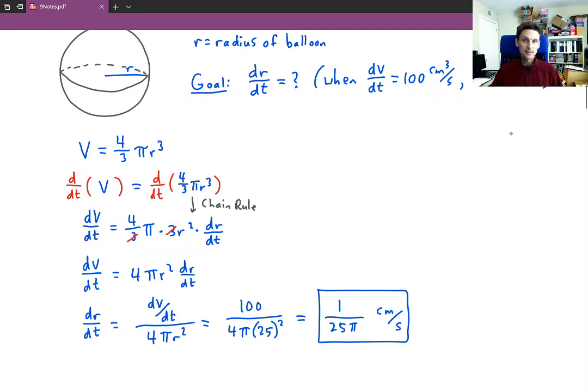One thing to notice is that because dr/dt is positive 1 over 25 pi centimeters per second, that means that every second that passes, the radius is increasing by 1 over 25 pi centimeters, at least at this particular instant in time. Now, because it's positive, it's increasing. If you got a negative result for your derivative, that's okay. That just means that whatever that quantity is, it's decreasing with respect to time, or whatever you're taking it with respect to. That's something we're going to return to in some future packets as well, the increasing or decreasing that the derivative tells you about.